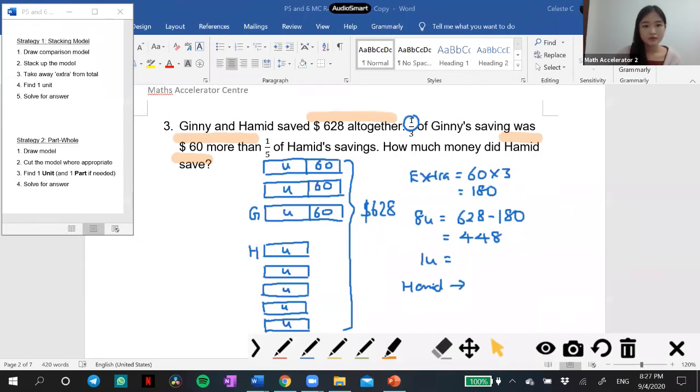Okay, so most of you chose 280, which is correct. Alright, if you chose 448, that's only 8 units. You stopped here. How about your 1 unit here? You have to divide by 8 first, to get your 56 for 1 unit. Hamid has 5 units. So take 1 unit times 5 and you will get your 280.